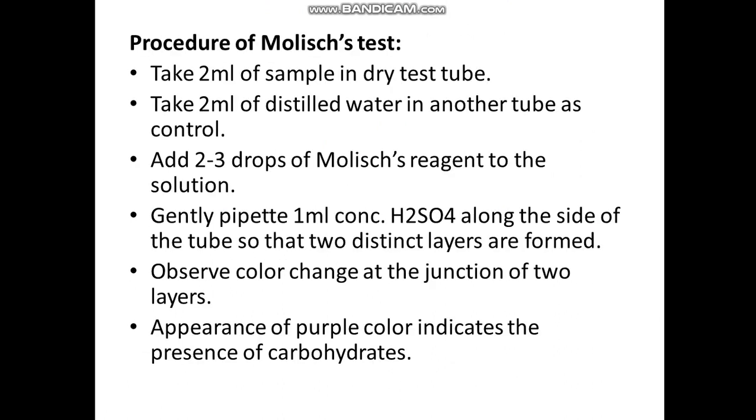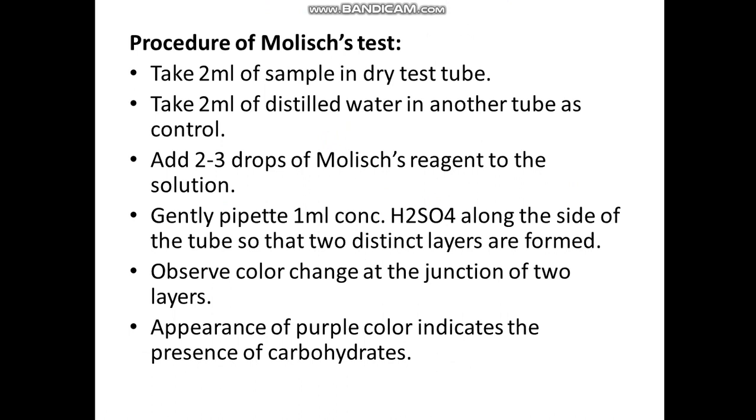Then the procedure of the Molisch test is we need to take 2 ml of sample in a dry test tube. Then we need to take 2 ml of distilled water in another test tube as control. After that, we have to add 2 to 3 drops of Molisch reagent, that is alpha naphthol, to the solution.